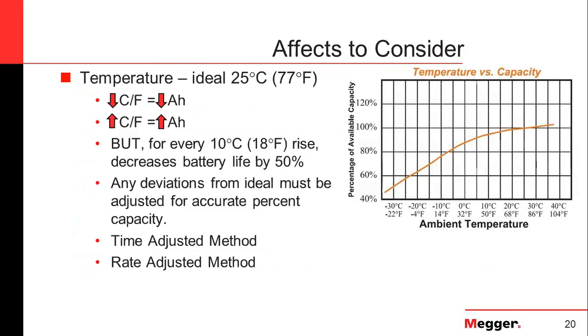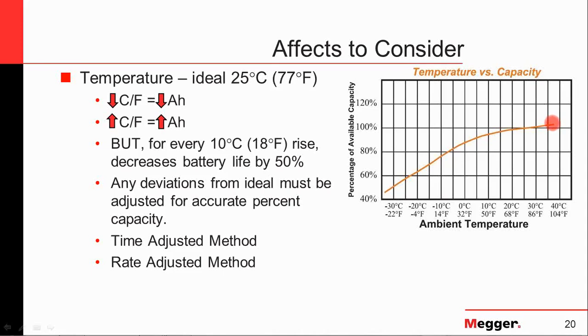Now, some of the effects we need to consider. One of the big things we need to consider is temperature. I mentioned earlier that a battery manufacturer gives the rating of the battery at a certain temperature, which is 25 degrees Celsius or 77 degrees Fahrenheit. As the temperature decreases, my amp hour decreases. So there's a graph here that shows exactly that, where at 25 degrees C, I'm at 100% rated capacity, but as I drop in temperature, my capacity goes down. Whereas if I go up in temperature, my capacity or my amp hour rating goes up.